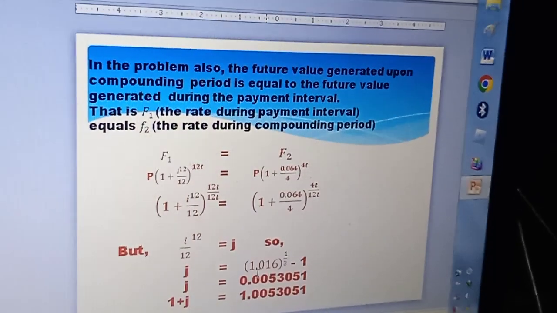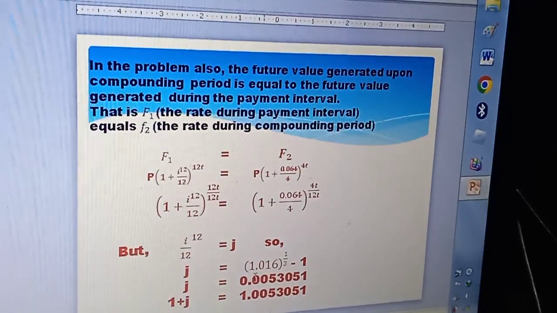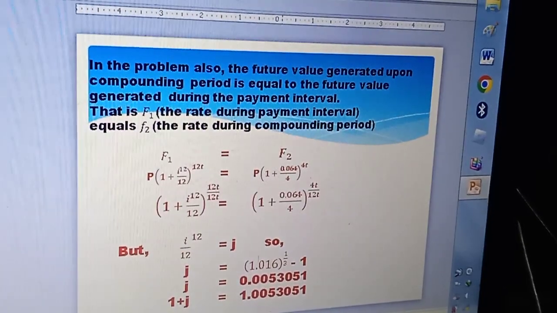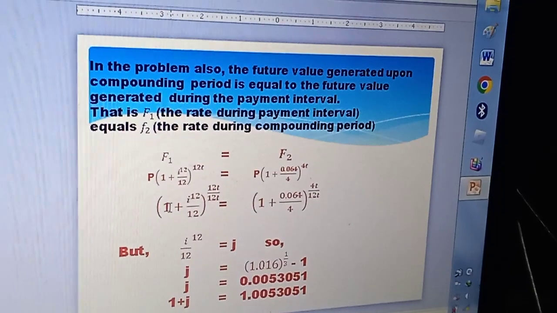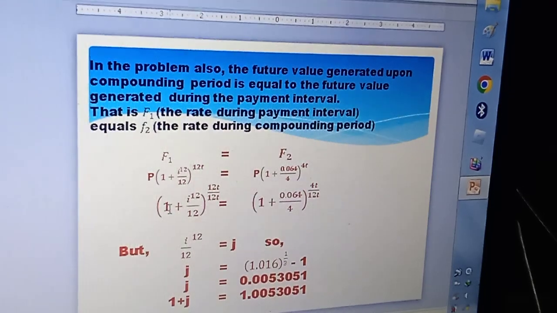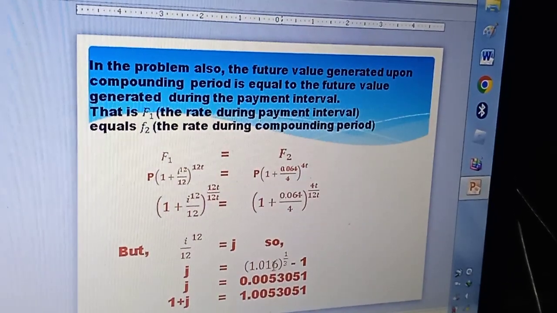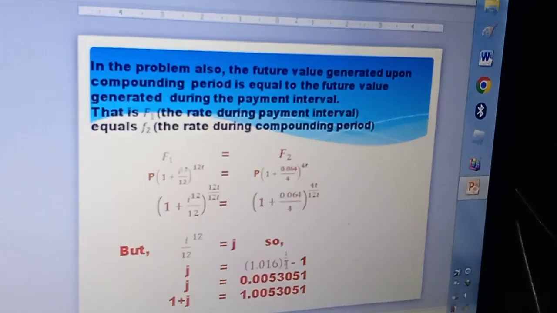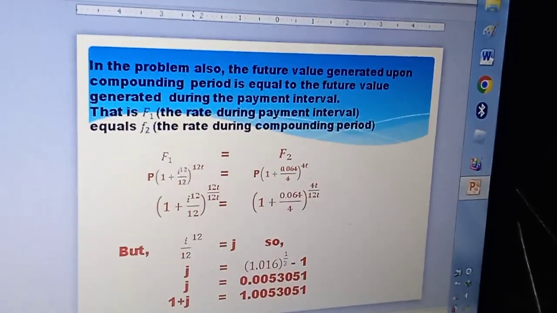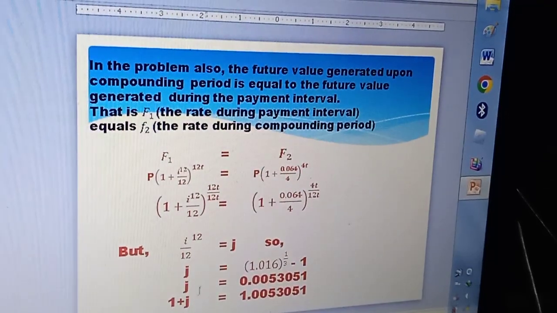So J now is equal to, you compute this one by calculator, 1.016 raised to 1/3. We transpose, or by virtue of the addition property of equality, we transfer the 1 here as -1. Change the sign. So J becomes 1.016 raised to 1/3 minus 1. So we just calculate that in the calculator.